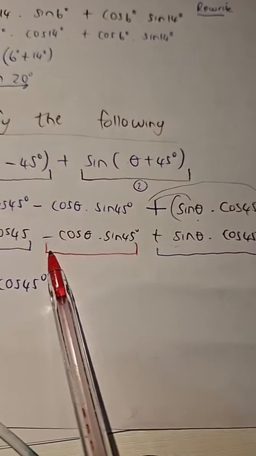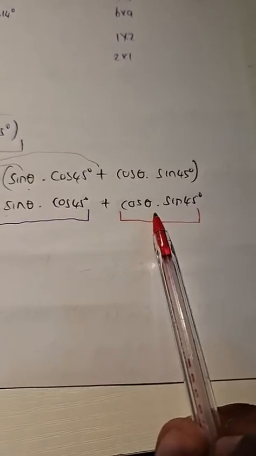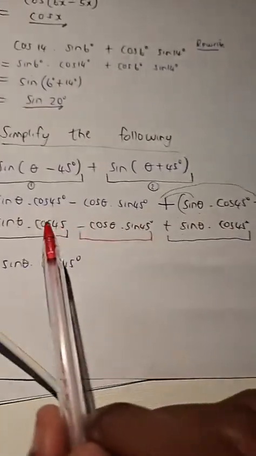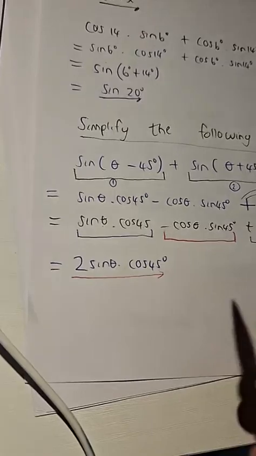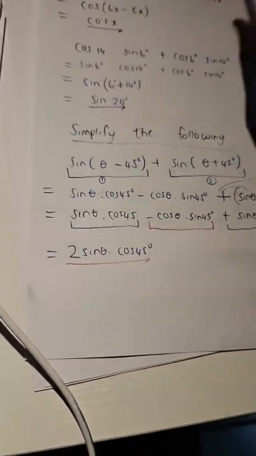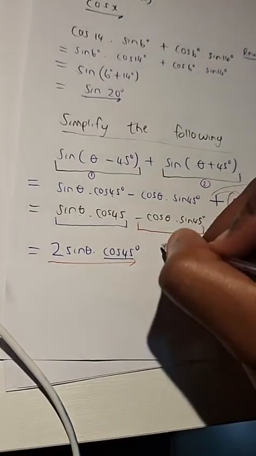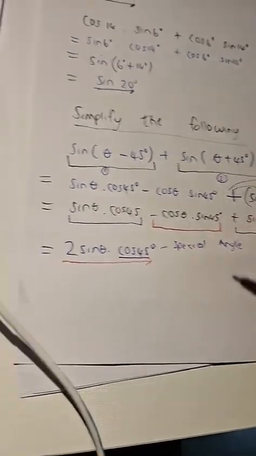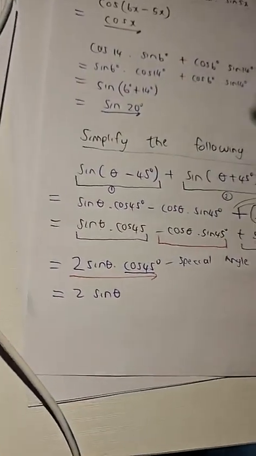That's negative cos theta sine 45, and that's positive cos theta sine 45. So this minus that is 0. That means I'm left with the answer of 2 sine theta cos 45. But then remember this here, what is this? This is a special angle. Since that is a special angle from my previous grades, I know cos 45.